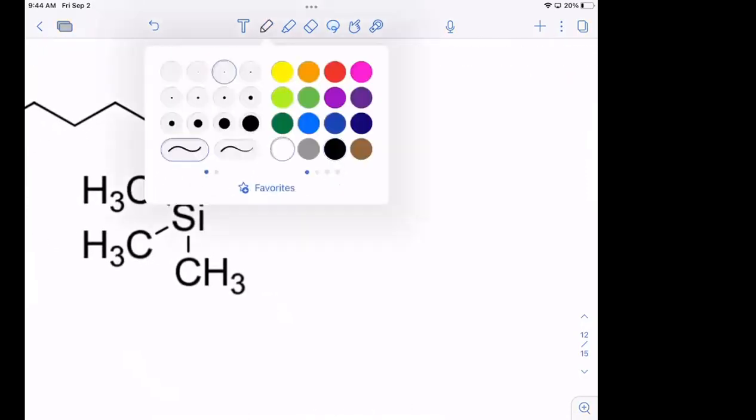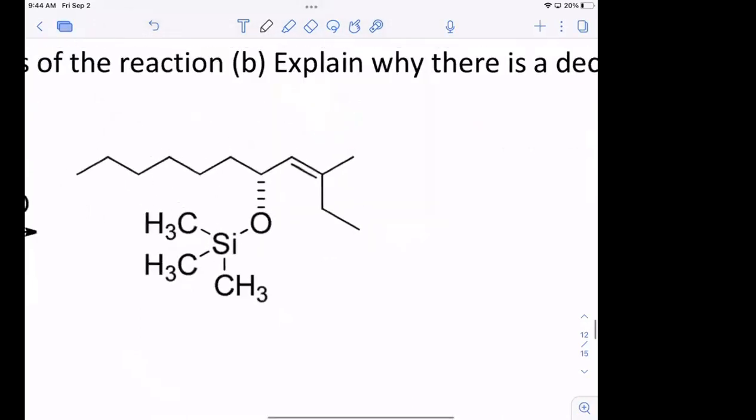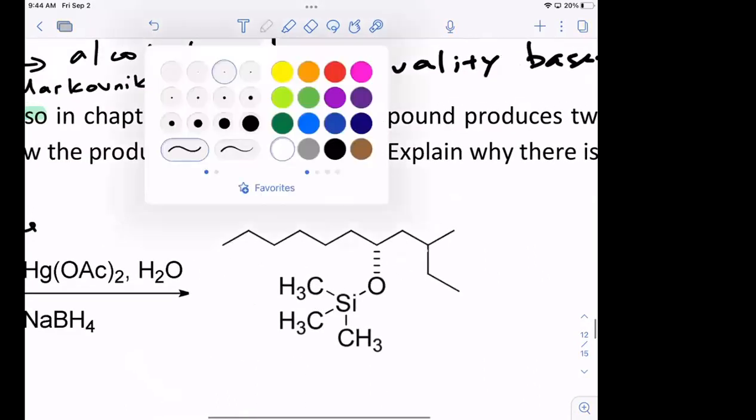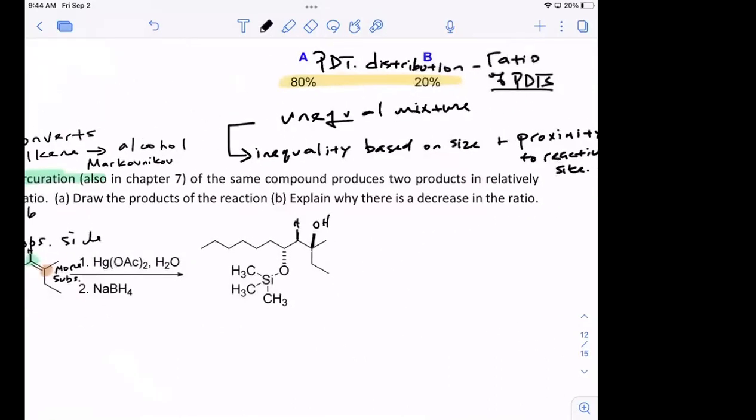Because the double bond gets used up, we don't have that in the product. All right, so the OH is going to be here. So I'm going to draw that OH, and then the H is here. And then on the other product, let me see if I can copy that. Nope.